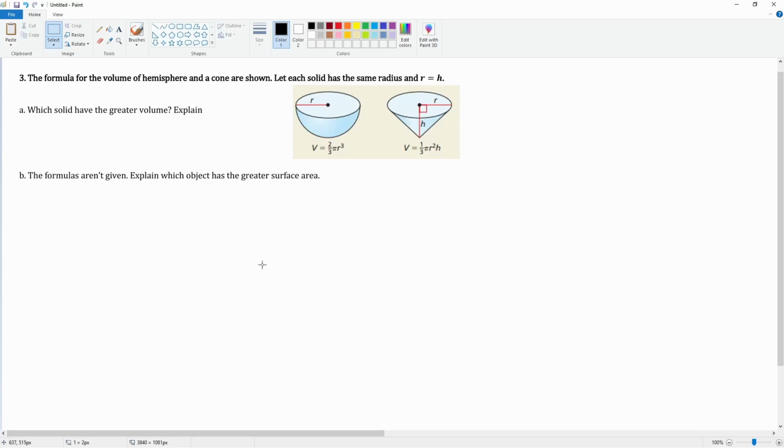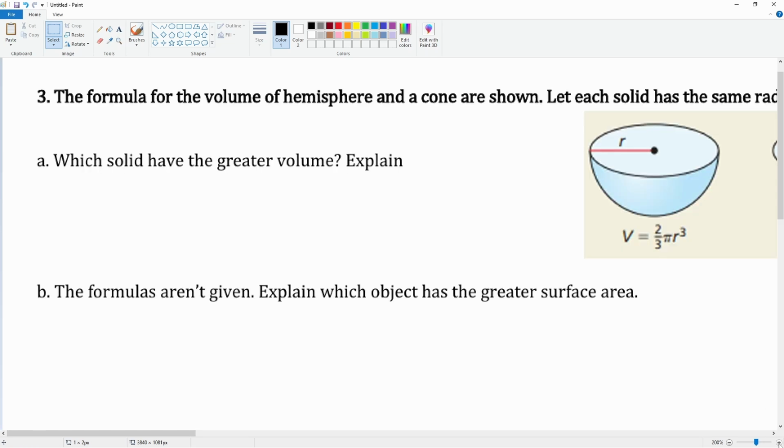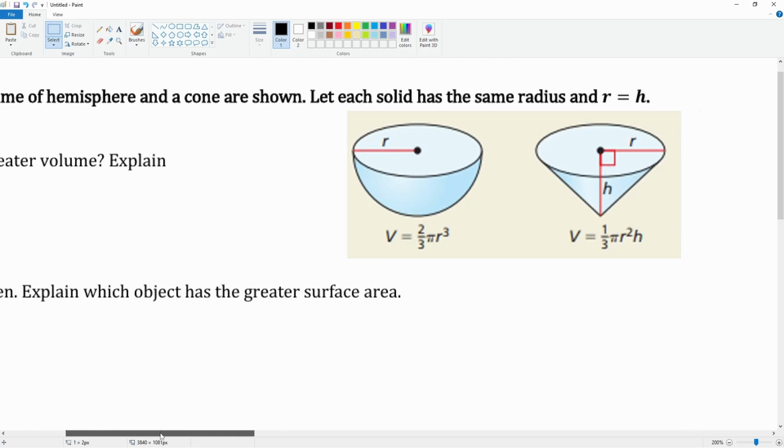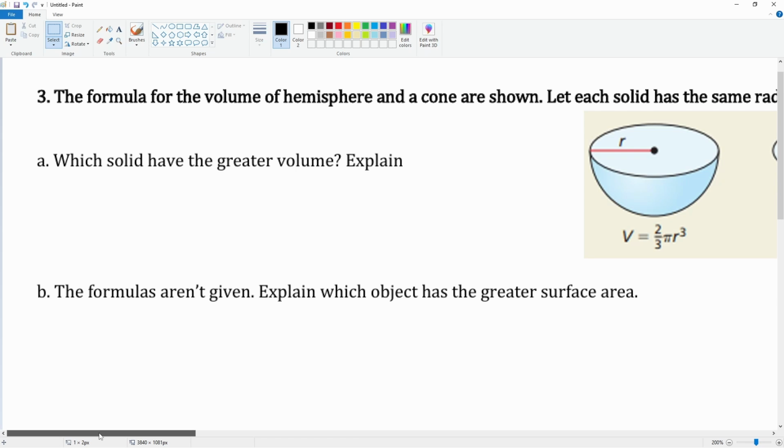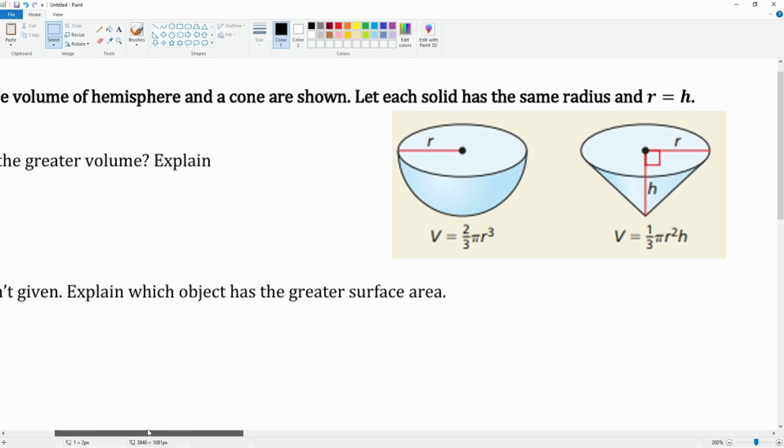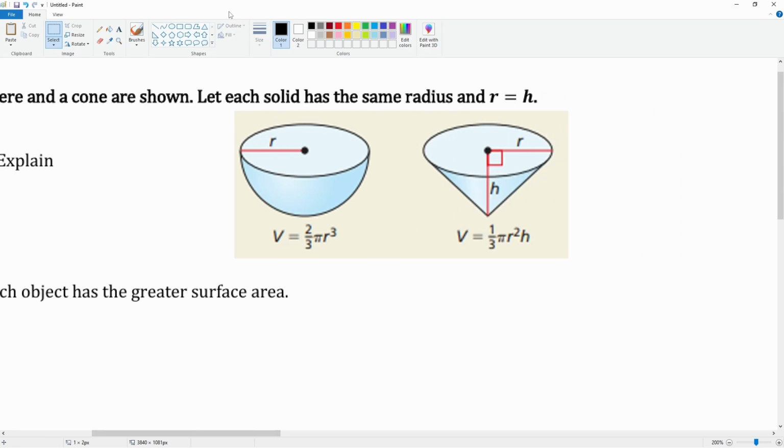Here we're asked for the volume of this hemisphere and then this cone. Notice that the R is the same value as the H here. So explain which one will have a greater volume. So we have to look at this cone differently here because there's an H, but we know H is really R.